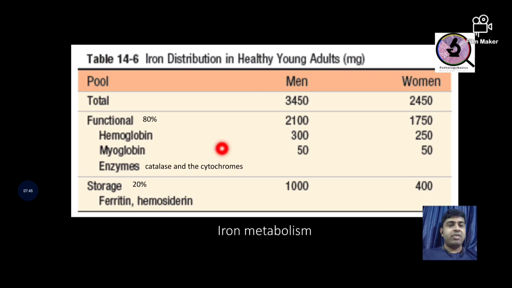In case of iron, if we talk about distribution in the body, 80% of the iron is functional and is found in enzymes and as a part of hemoglobin and myoglobin. 20% is not functional, it is storage, and it is stored in the liver cells in the form of ferritin. When ferritin stores are full, then it is stored in the form of hemosiderin in various macrophages. So this is how iron is distributed in the body.